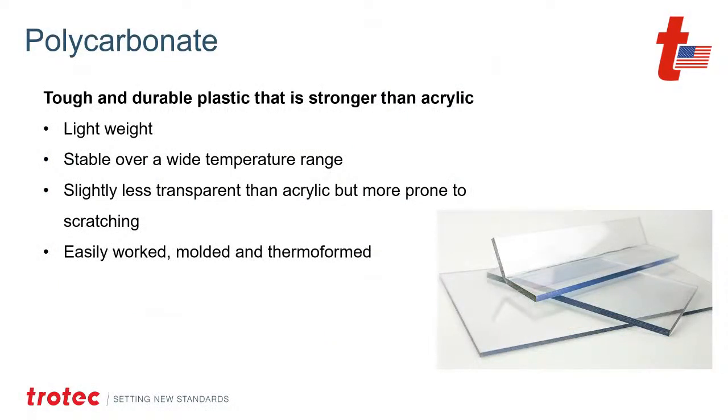Polycarbonate is a tough, durable plastic that is much stronger than acrylic. It's lightweight and stable over a wide temperature range, which is nice. It can handle the temperature because it has carbon in it. That's the difference. It's a polymer that actually has carbon in it, and that carbon gives it a lot more strength and the ability to handle a much higher temperature range than most plastics. It is slightly less transparent than acrylic, and it's also more prone to scratching than acrylic. But it is an easily worked, molded, and thermoformed type of plastic.